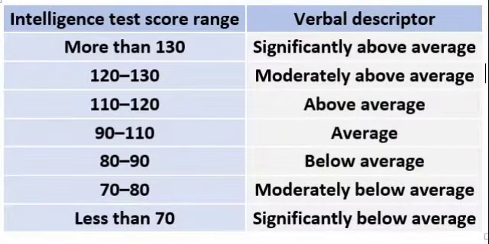Okay, my friends, so we've done a couple ranges now. We figured out that the average range contains about half the people. We know that the moderately above average range has about 7% of the people. What else we got? We got the below average range has about 16% of the people.